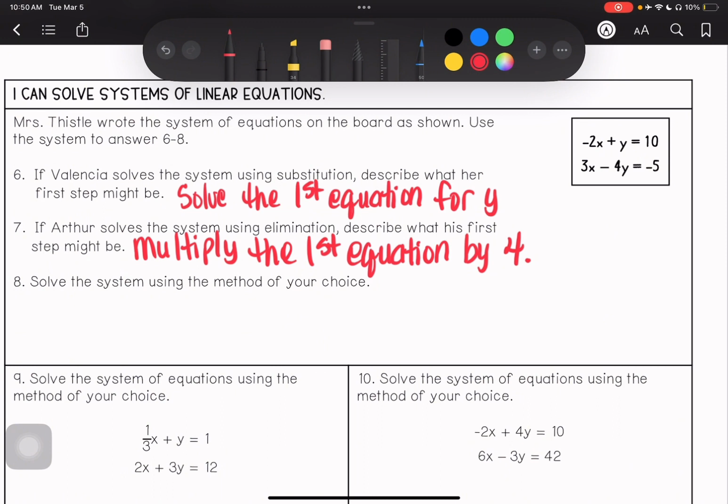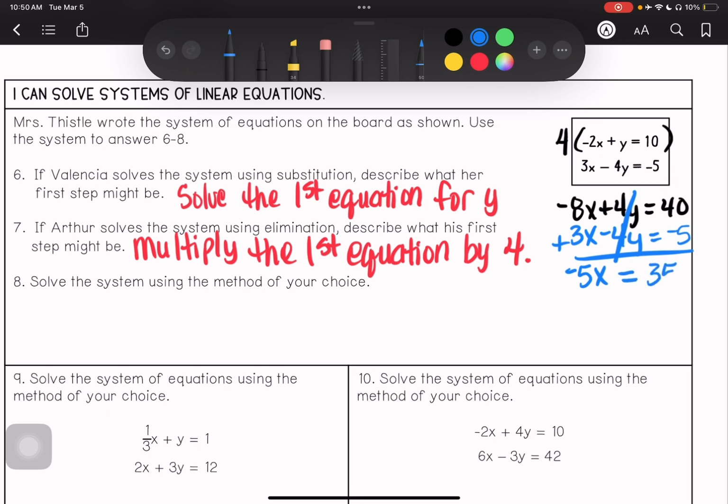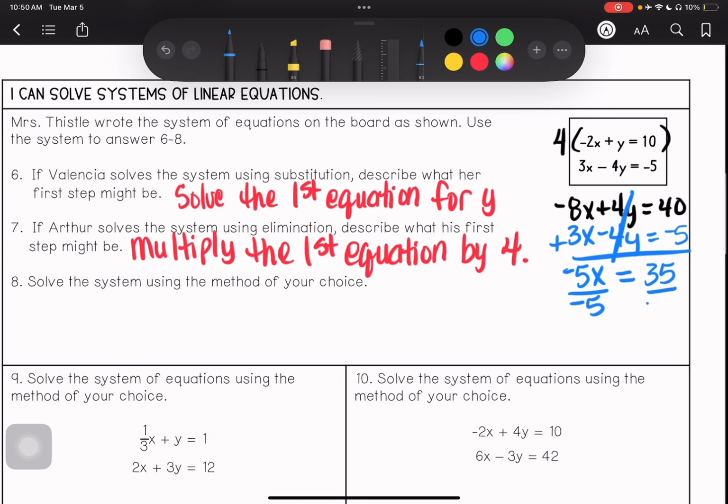Then it says solve the system of equations using the method of your choice. I like elimination, so I'm going to solve it using elimination. Multiply the first equation by 4. That gives me negative 8x plus 4y equals 40. And rewrite the second equation as 3x minus 4y equals negative 5. Then we add those together vertically. That gives you negative 5x. This cancels, equals positive 35. Divide both sides by negative 5.